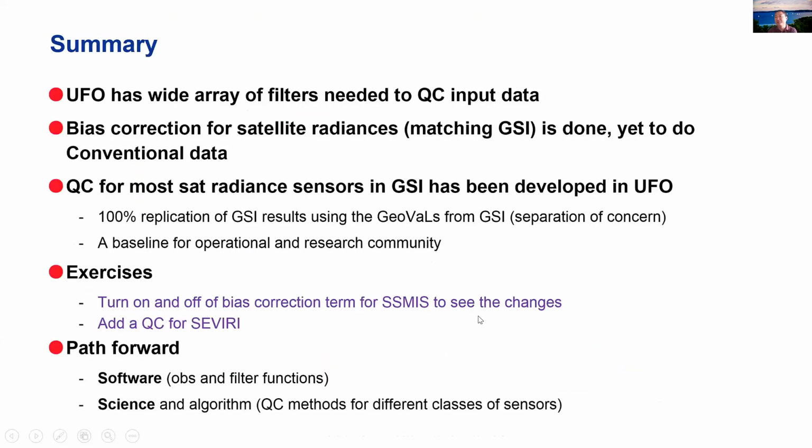So then a very brief summary. I think Greg gave a very nice presentation on the QC filters and also on conventional data. Here I mainly focused on the bias correction and the QC for radiances. I think going through the exercises is a very good way to get some flavor of the UFO and to see the impact if you change something. And also for the path forward, I think the software still needs to be refined, and also the science behind the software, and maybe lots of people could make a contribution.